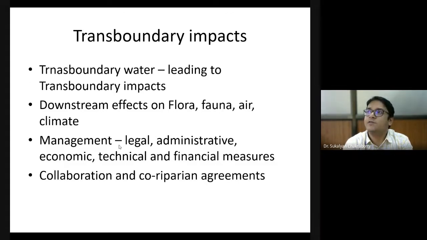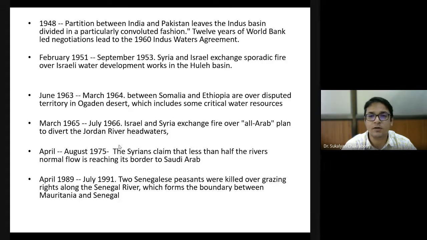So finally, there were many international efforts to remediate these situations. Okay, legal, administrative, economic, technical, and financial measures have been taken by many countries, riparian states. You must have heard about that, riparian countries, who took many steps pertaining to legal, administrative, economic, technical, and financial measures to cater to this crisis which came up due to water sharing. Collaboration and co-riparian agreements have taken place. Like you can go through this, you have it in the study material also.